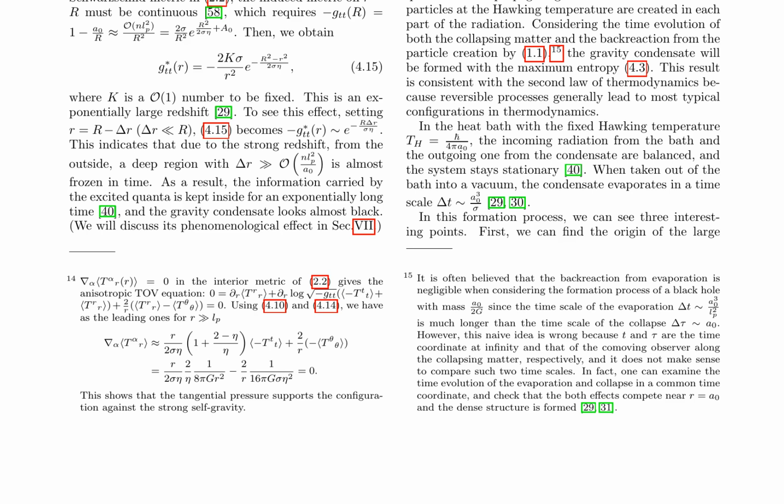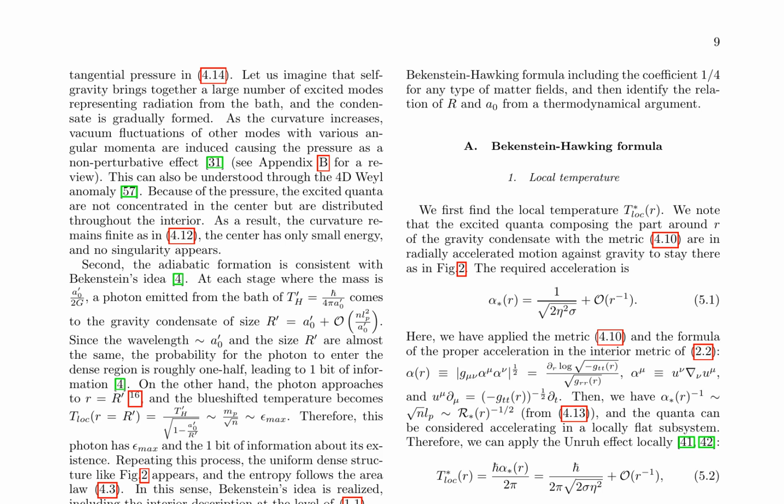The system remains stationary in the heat bath, but evaporates in a timescale increment T tilde operator as 0 to the power of 3, sigma when taken out of the bath into a vacuum. The formation of a gravity condensate occurs through an adiabatic process, wherein excited modes from the bath contribute to the condensate's curvature. This process is consistent with Bekenstein's idea, leading to entropy that follows the area law.